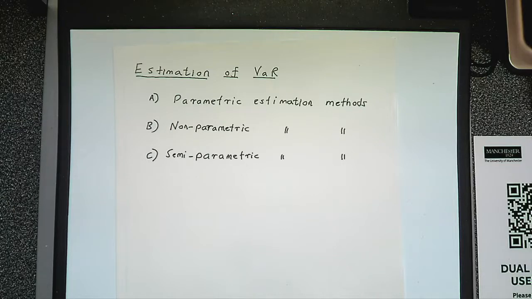Now, it's good having the expressions, it's good deriving the expressions for VaR and ES, but unless you can estimate them, it's not of practical use. In order to use the formulas for VaR and expected shortfall, you need to be able to estimate those formulas. So that's what I'm going to start talking about today. There are three kinds of estimation for VaR: the parametric estimation, non-parametric estimation, and semi-parametric estimation.